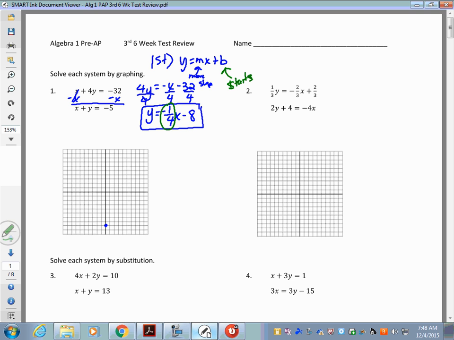So that means at this point I can go down 1, to the right 4, down 1, to the right 4, or because I can't continue that pattern, I can go up 1, to the left 4. So I checked that you had that pattern showing that slope on your graph, showing the correct slope, showing the correct equation.